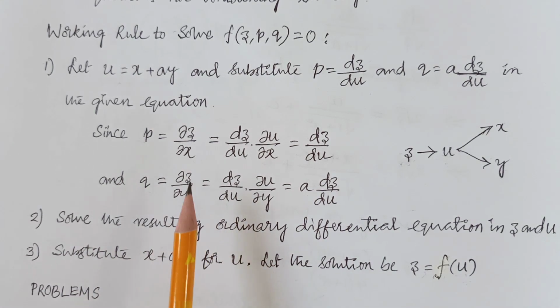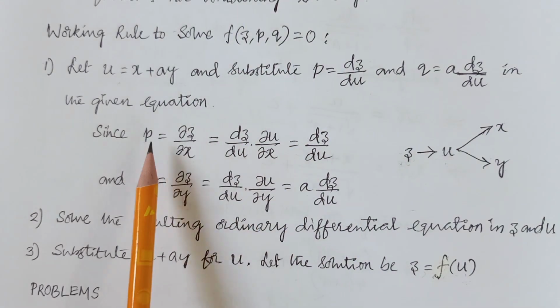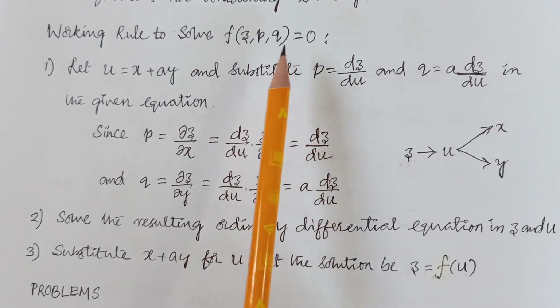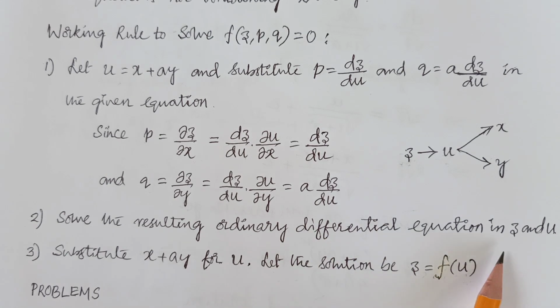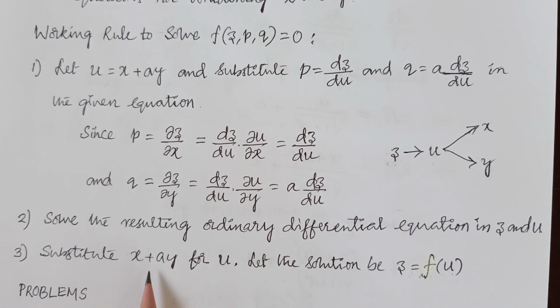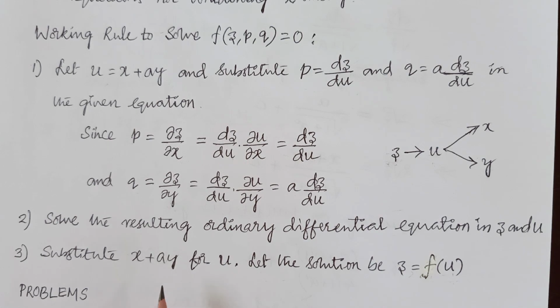Now step 2. After substituting p = dz/du and q = a dz/du in the given equation f(z, p, q), the resultant equation will be an ordinary differential equation, only in terms of z and u, where z is the dependent and u is the independent variable. After solving this ordinary differential equation, in step 3 we substitute x + ay in place of u. That gives the final solution of the given nonlinear equation of the form f(z, p, q) = 0.